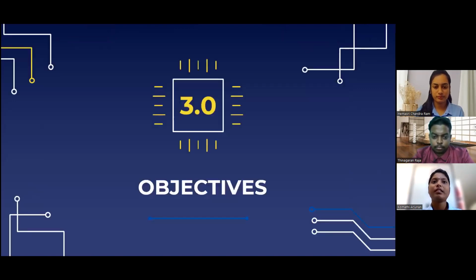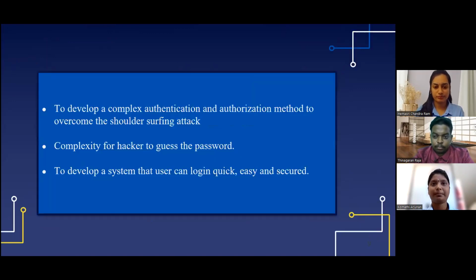Next. Now we're moving on to the objectives of our project. The main objective is to develop a complex authentication and authorization method to overcome the shoulder surfing attack. Secondly, to make it complex for hackers to guess the password. Then, to develop a system that users can log in to quickly, easily, and securely.